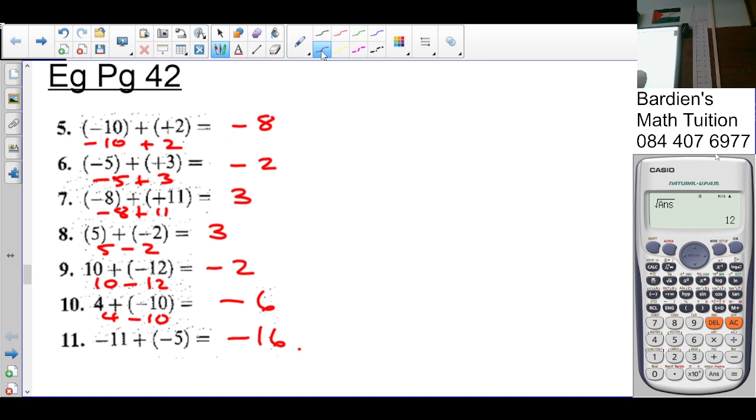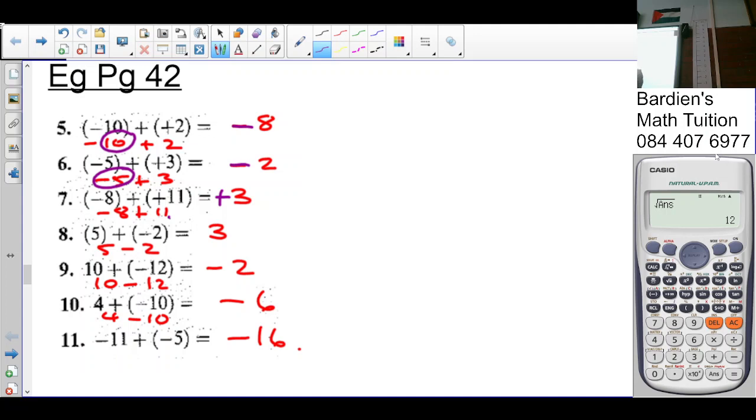The answer takes the sign of the bigger absolute value. So this was 10, and the answer is negative, as 10 was negative. Between 5 and 3, which one is bigger? 5, and the answer is negative, as 5 is negative. Between 8 and 11, the 11 is greater, so the answer must be positive.